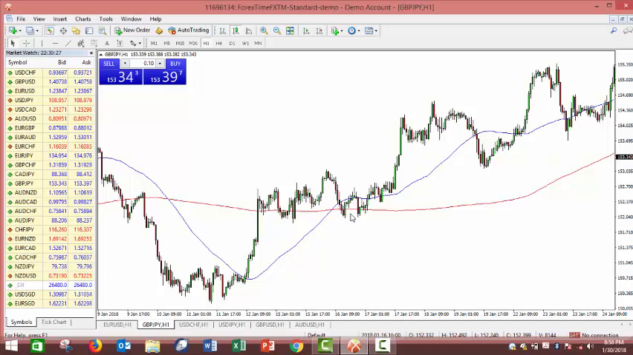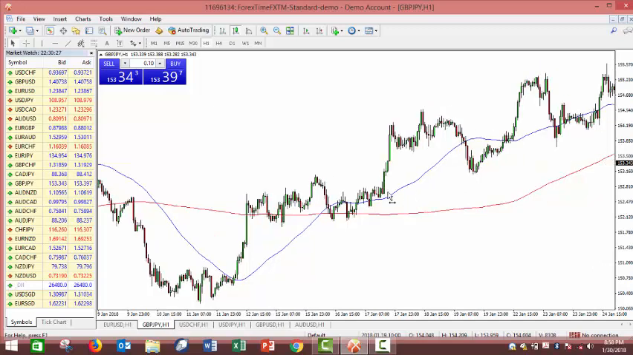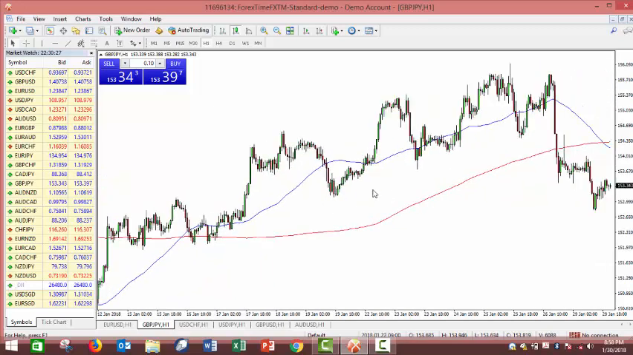This place is an area of value. The next place you can identify an area of value is around here. This is another area of value.